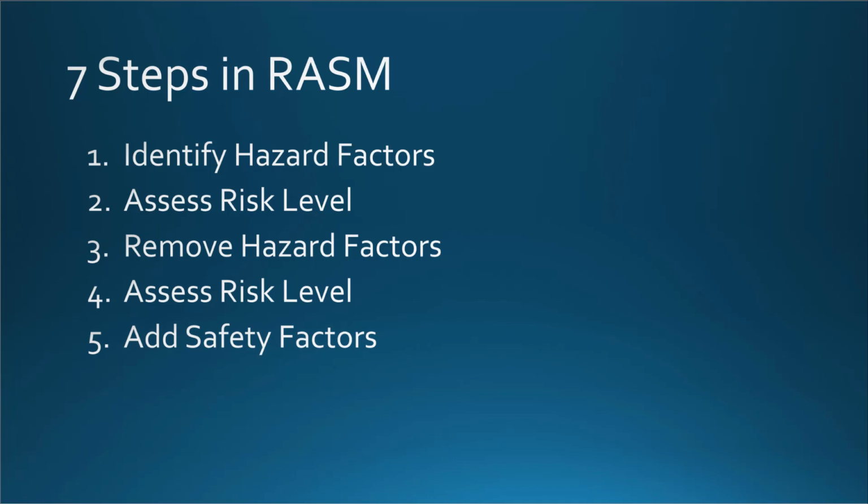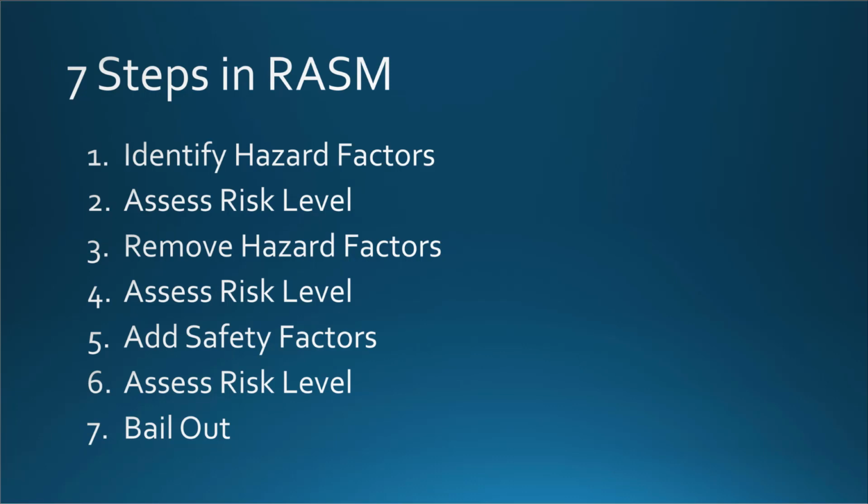And add in safety factors. So after removing the hazards, put all the safety factors that you can into the situation and continue to reassess. Where is your risk level now? And if you've done all of those things and you still feel that the risk level is too high, bail out.